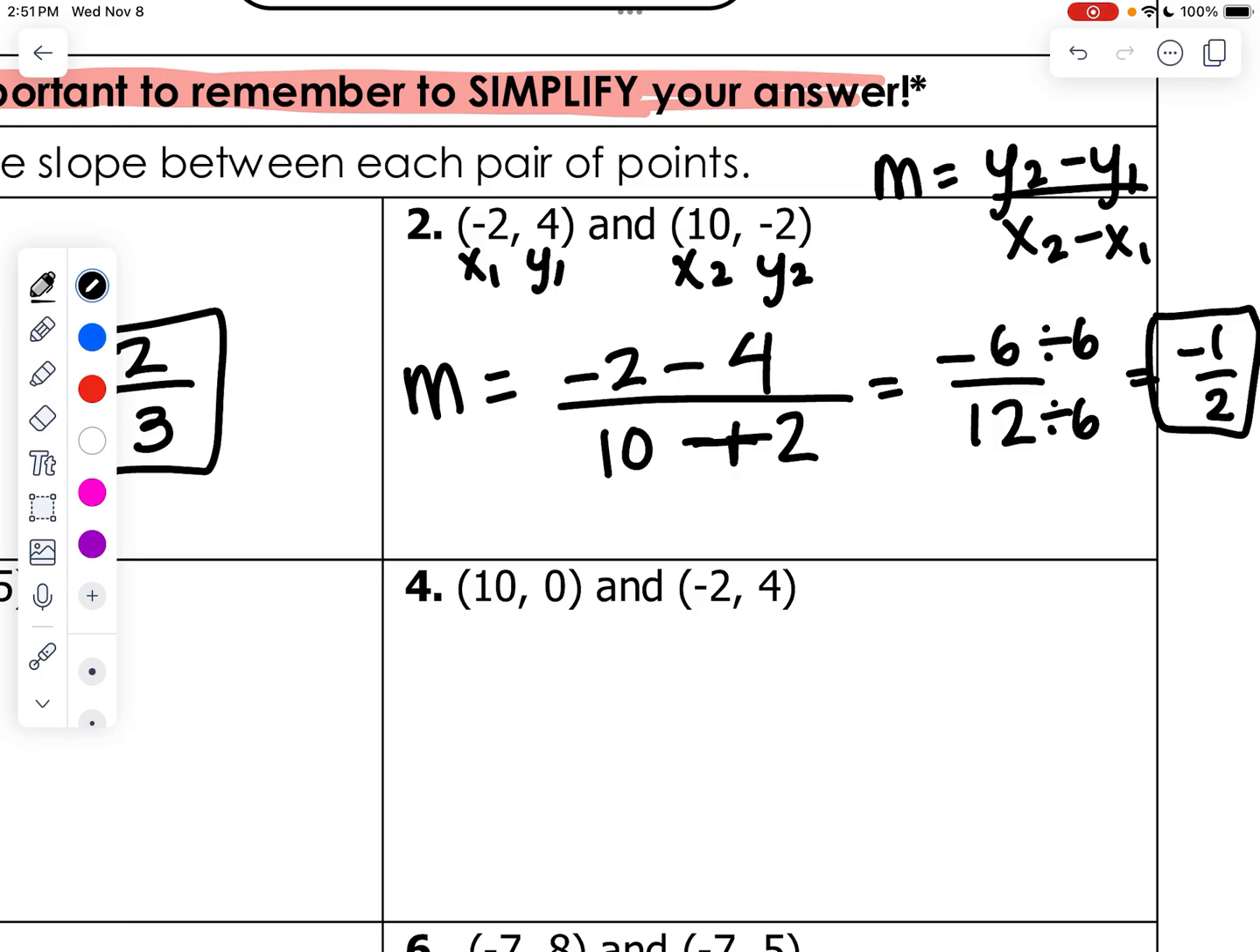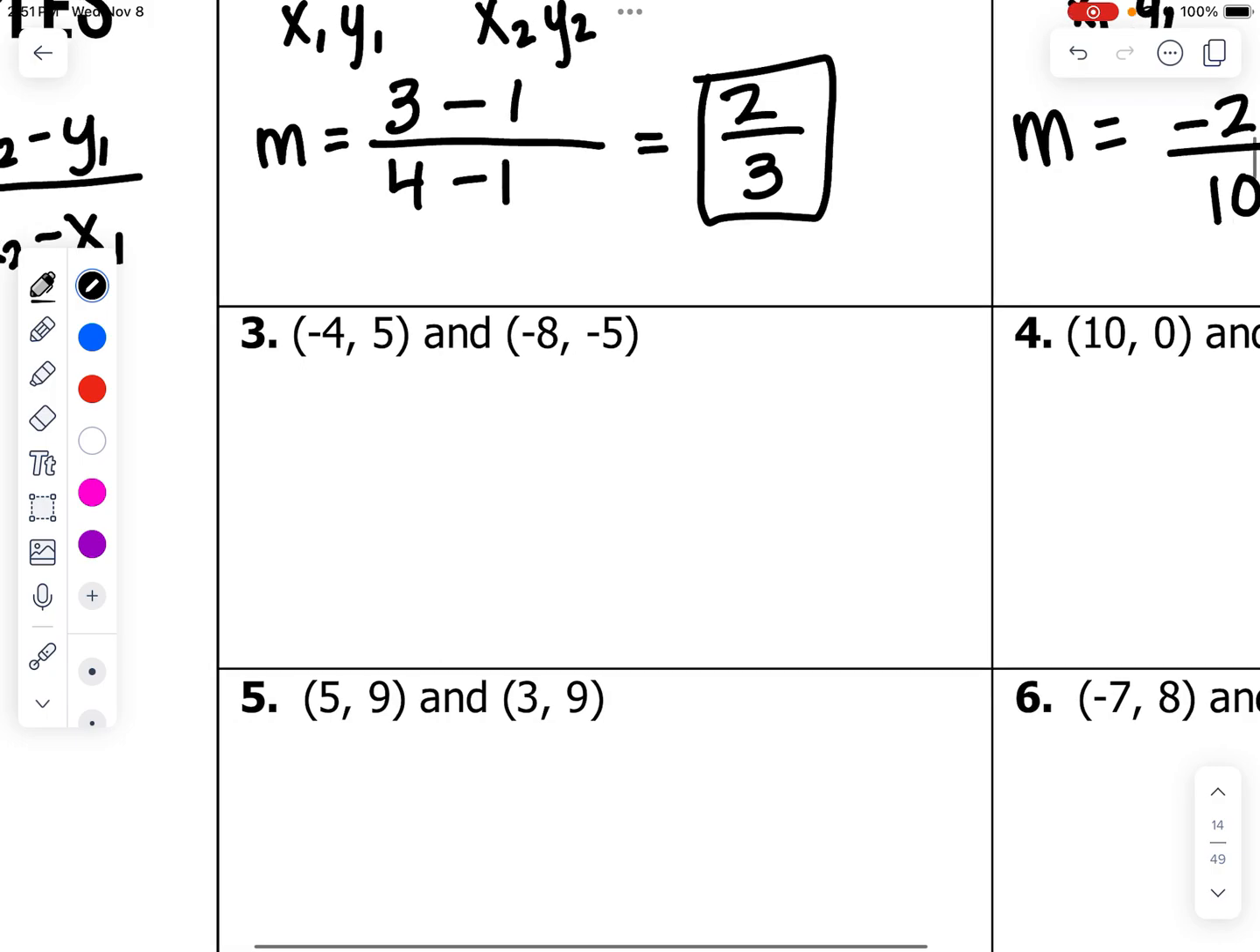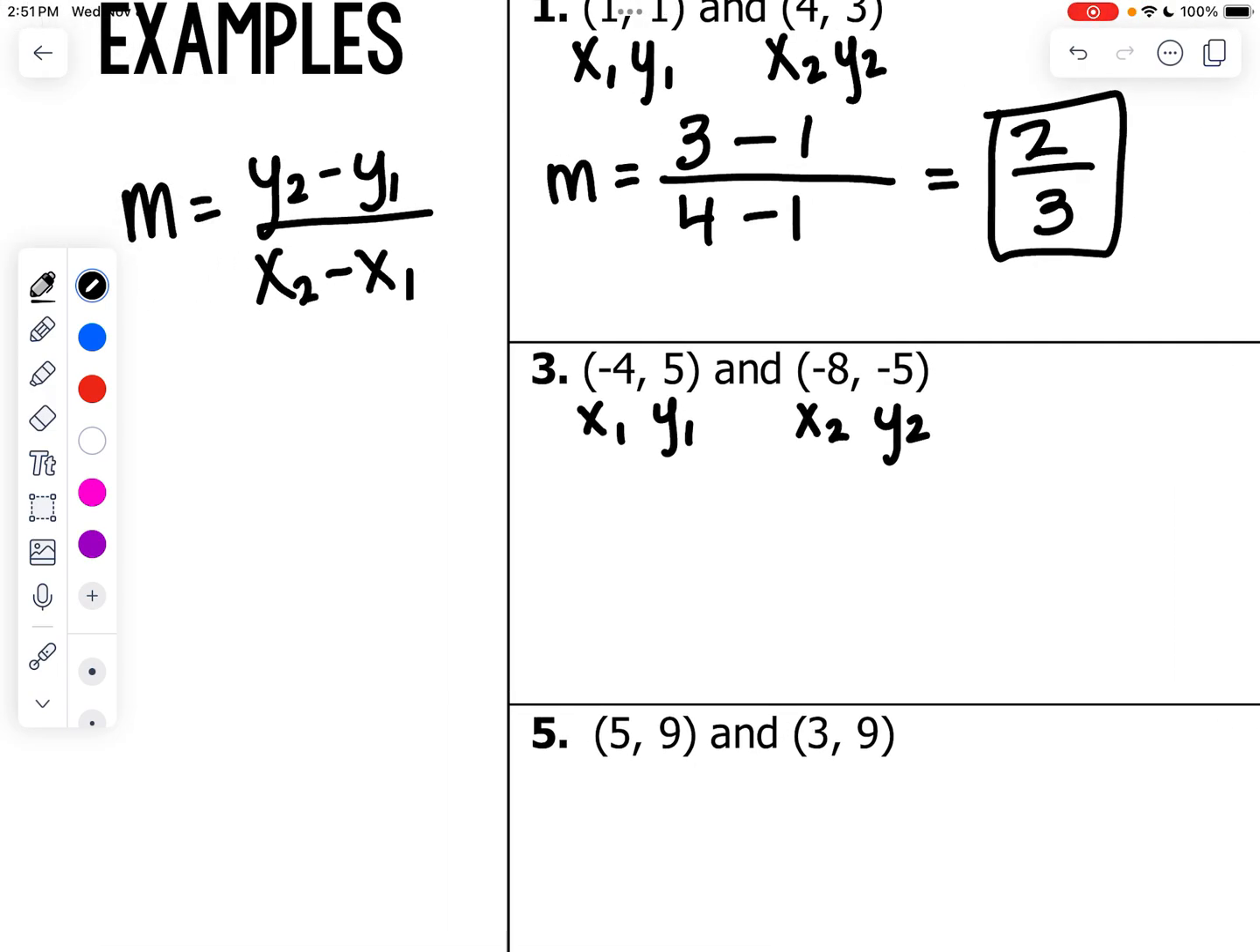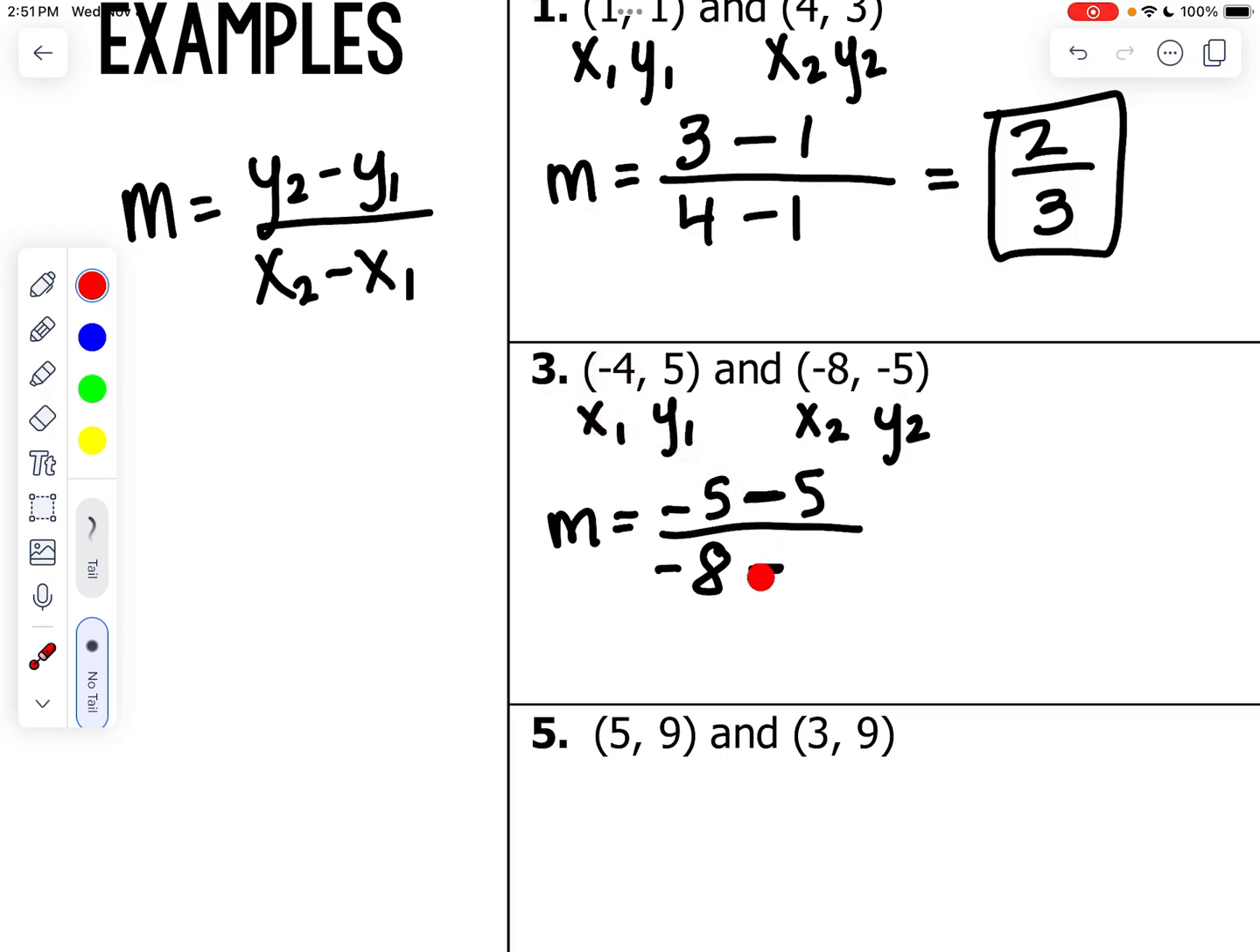Number 3, this is x1, y1, x2, y2. And I'm going to be referring to the slope formula that I wrote above. So slope equals, m equals, y2 is negative 5, minus y1 is 5, over x2, x2 is negative 8, minus x1 is negative 4, so it's minus negative 4.